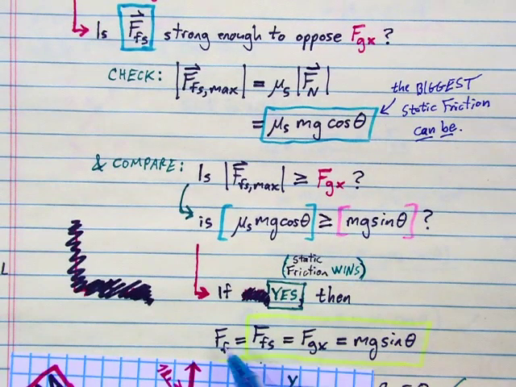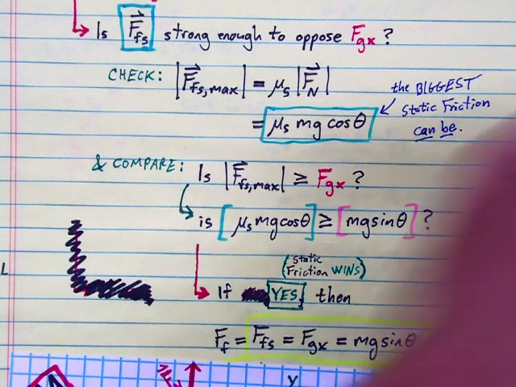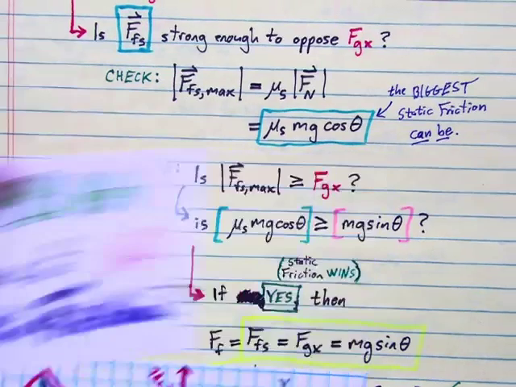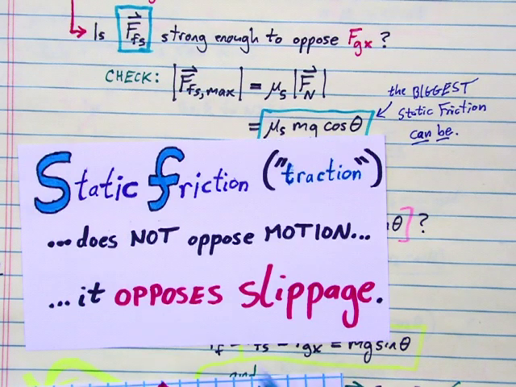the friction that's present will be static friction, and that static friction will be exactly equal to the x component of gravity. It's only as big as it needs to be to oppose gravity. How big is that force of static friction? As big as it needs to be to oppose slippage, and no bigger.